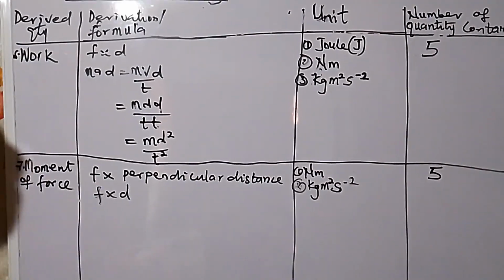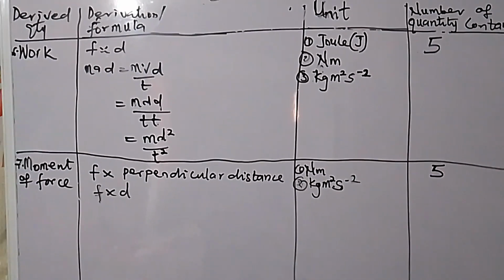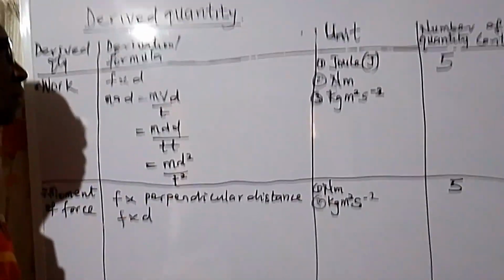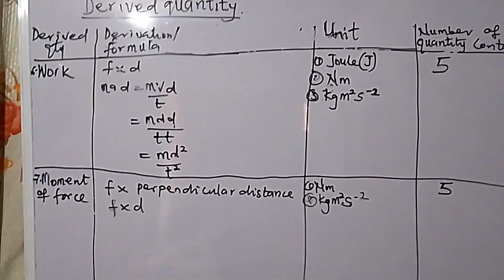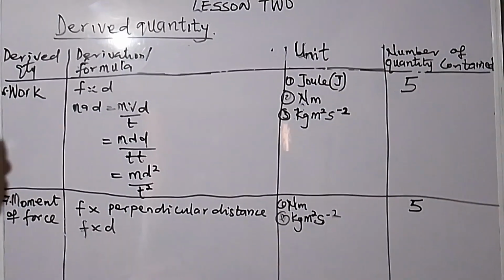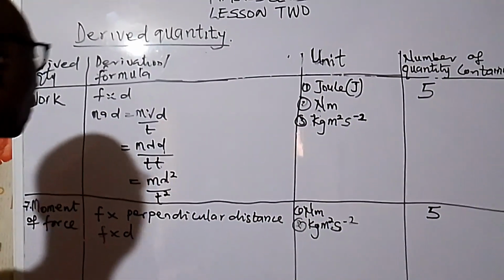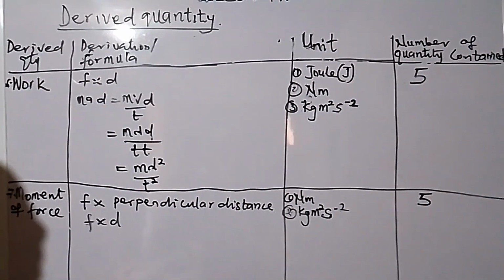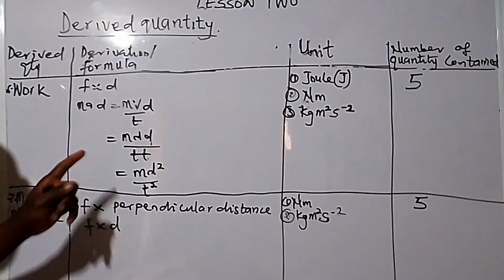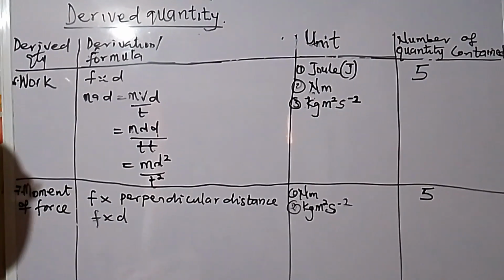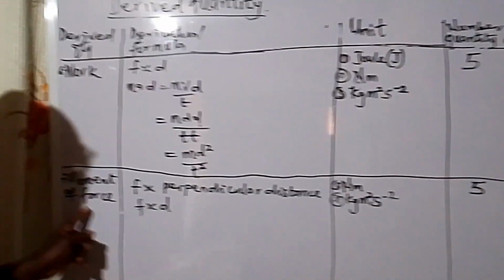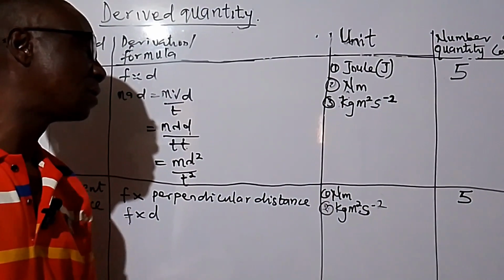Therefore, an objective question can be given to you as: which of the following physical quantities can take the same unit as work? Moment of force will be there, and it will give you 3 other wrong answers. But mind you, the correct answer, the only quantity that can still take the same unit as work, is what? Moment of force, from what we have seen on the board.